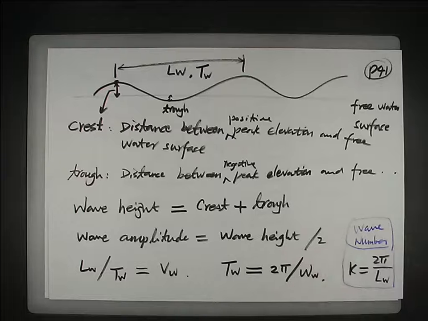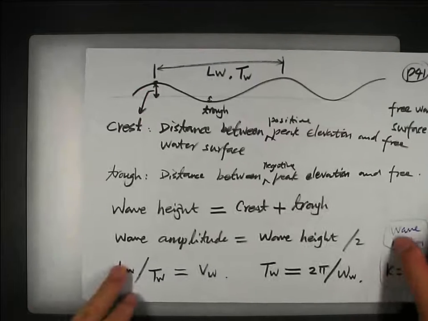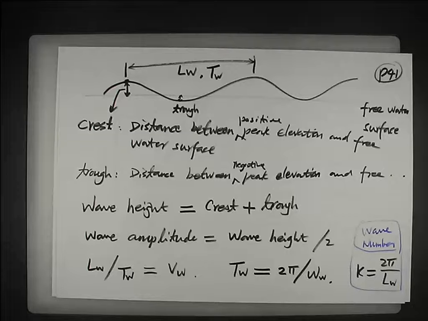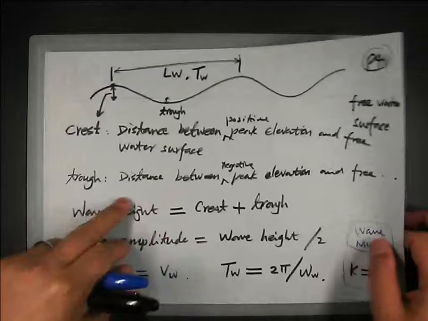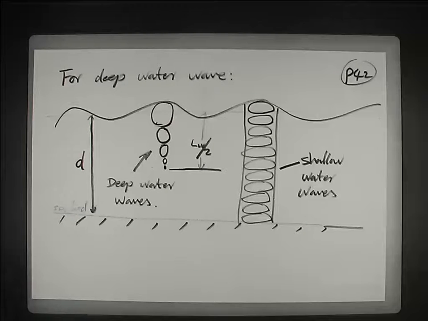So in the last lecture, we introduced the basic terminology of waves. Why do I explain this? Because in exam questions, we often use some terminologies: wave height, wave amplitude, crest, trough, and so on. So don't be confused by these terminologies. Clearly understand this. Then we studied the different properties of shallow water waves and deep water waves.